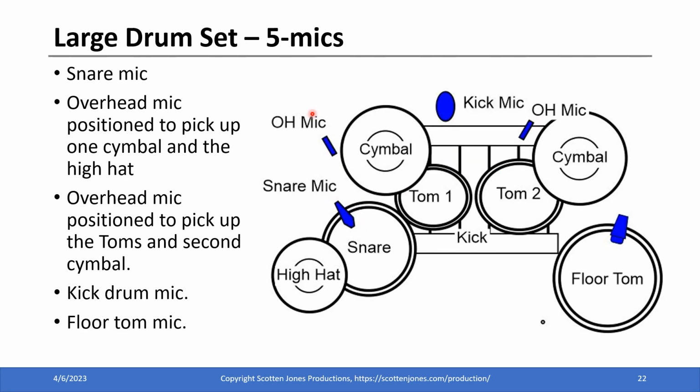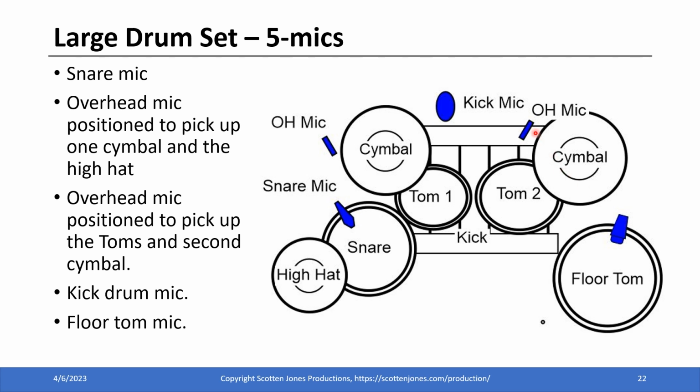Now here's a bigger drum kit. So now we've got a hi-hat and a snare over here. We've got 2 cymbals. We've got 2 toms. These are rack toms, so they're mounted above the kick drum. And we've got a floor tom. So now what we've done is we said, okay, we're going to mic the snare and we're going to mic the kick drum because we said those are the most important. We're going to put a mic on the tom over here, on the floor tom to get that sound.